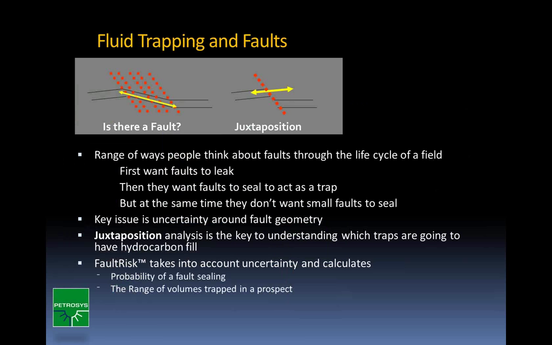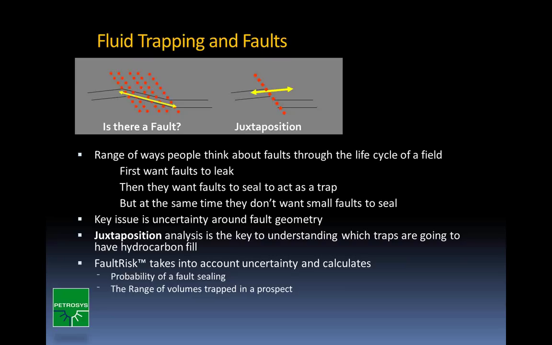In fault seal analysis or trap analysis, there's a wide range of ways people think about faults through the life cycle of a field. At first they want faults to leak, as they want hydrocarbons to come out of the basins, and then they want the faults to seal or act as a trap. At the same time, they don't want all the small faults to seal, because then they're going to have problems producing the fields. So one of the key issues we deal with on a day-to-day basis is uncertainty around the geometry of faults. Is there actually a fault there or not? Then once we know there's a fault there, knowing which faults will seal and which ones will leak.